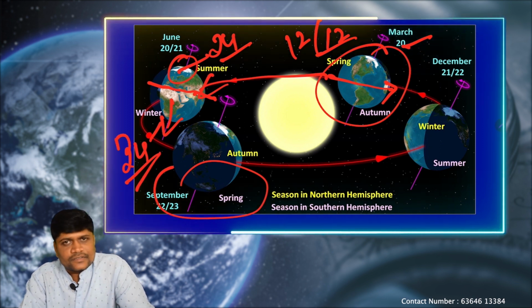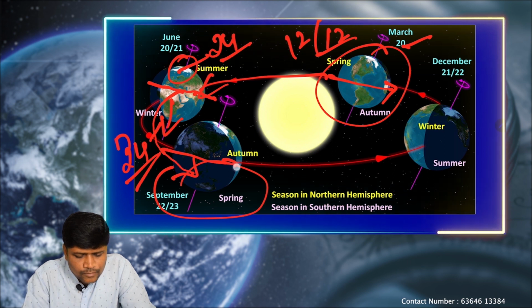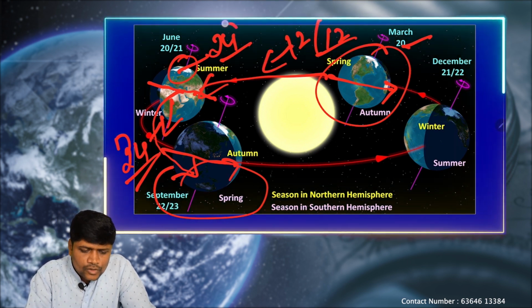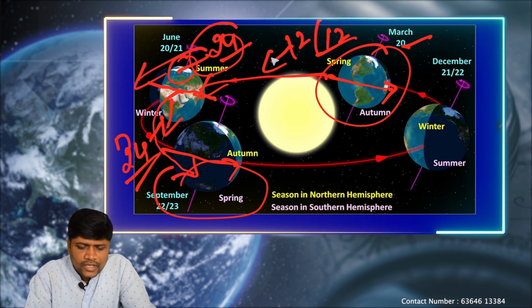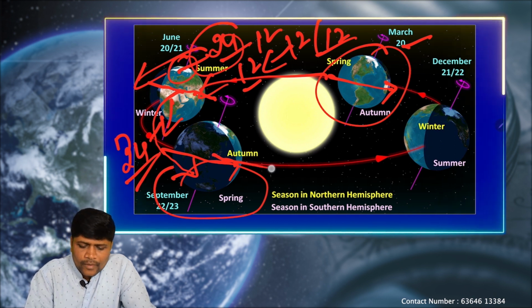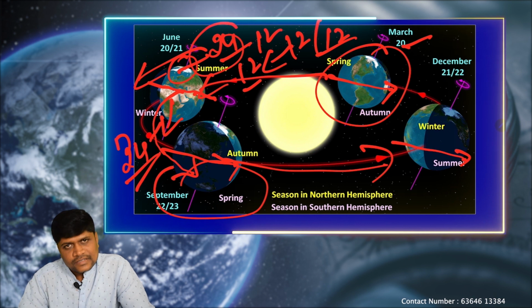From June 21st, the sun rays move back to the equatorial region. Again, the 24 hours of day length comes to 12 hours of day and 12 hours of night across the complete globe. From September 22nd, the sun rays move to the southern hemisphere.